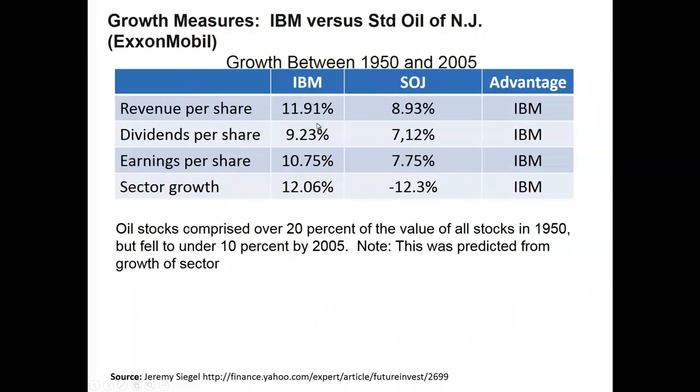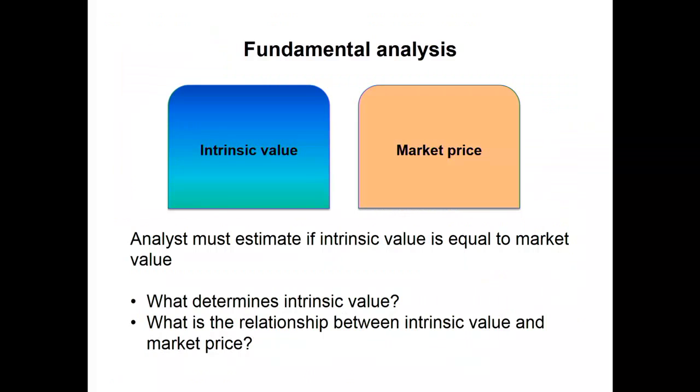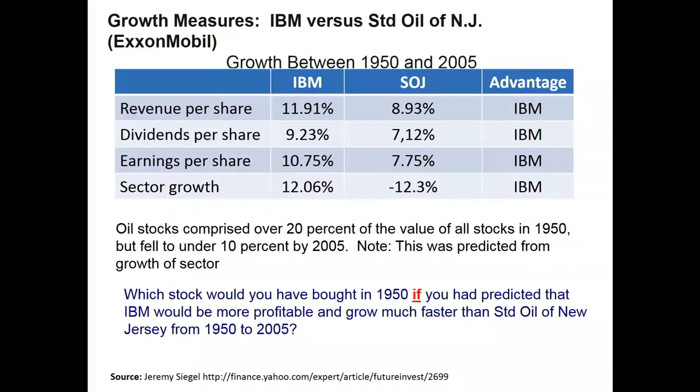So IBM was a very good company in 1950 and continued to be a good company. It fulfilled all its predictions. But Standard Oil was a better bet because while Standard Oil's intrinsic value was lower, its market price was also lower than its intrinsic value. So people undervalued Standard Oil and overvalued IBM. So a good company doesn't make a good investment. It really depends on the intrinsic value and the market value.